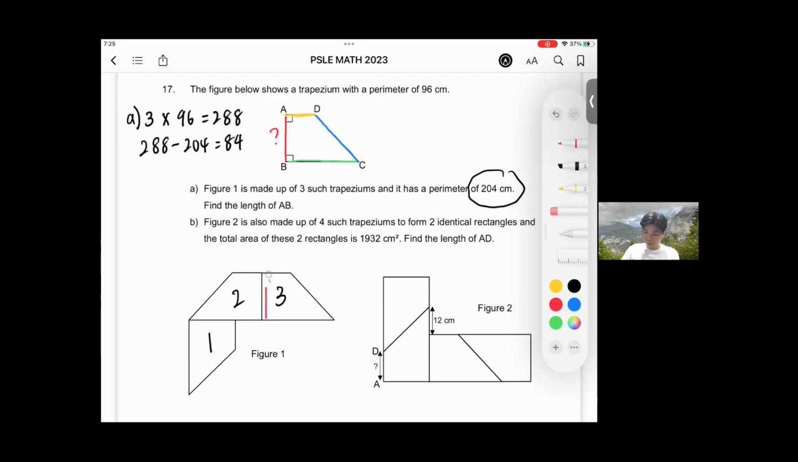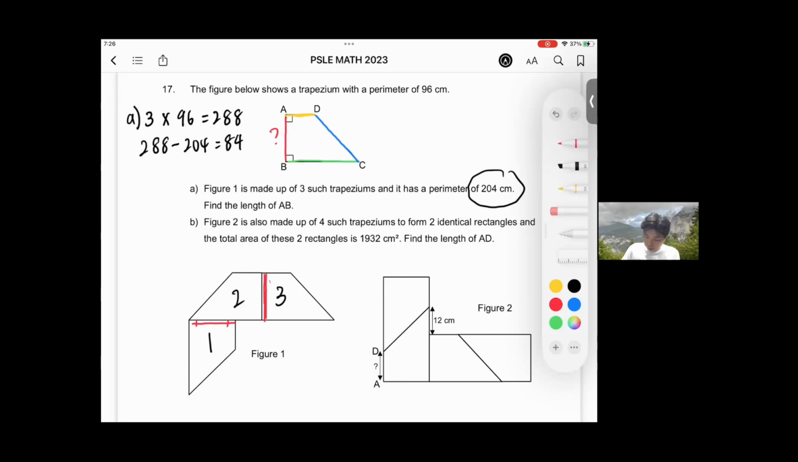It's the red line here because you can see that this red line here is perpendicular to the two parallel lines. And if you look at trapezium 1, there's also a line here that's not part of the perimeter of the entire figure 1. So that's also the red line because once again, it's perpendicular to the two parallel lines. So for trapezium 1 and 3 is done. If you look at trapezium 2, we also have 2 red lines that are not included as its perimeter for figure 1. The 2 red lines are here.